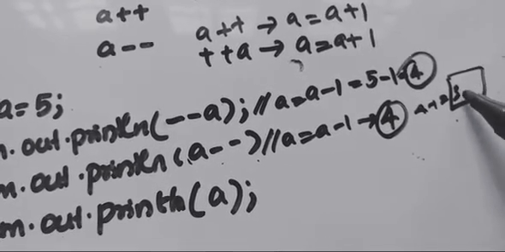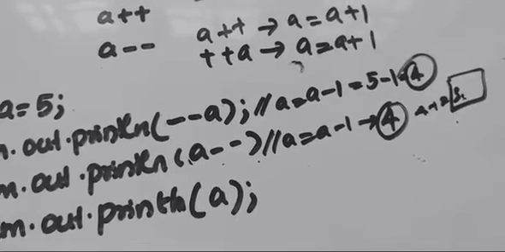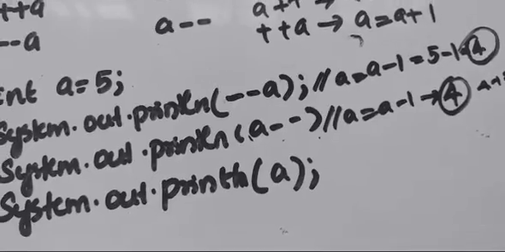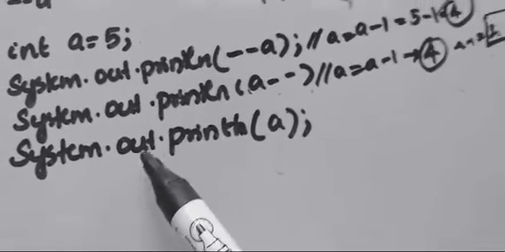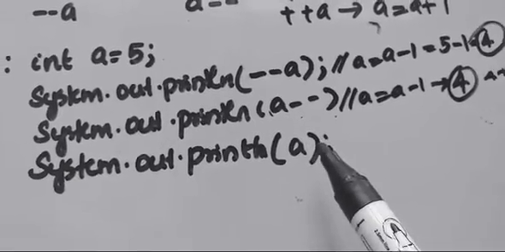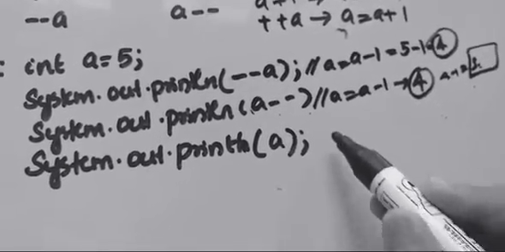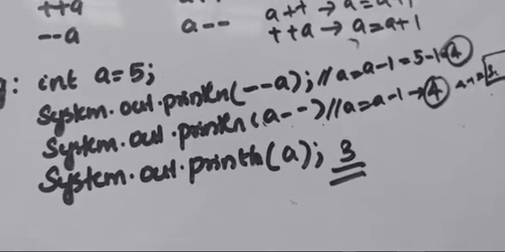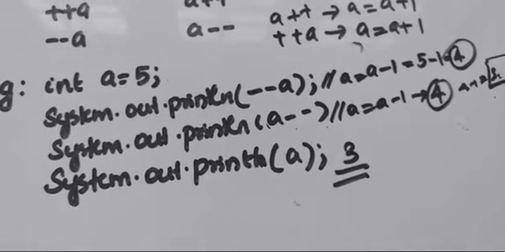So the new updated value will be 3. So after this statement, whenever we take the value of a, it will be 3. Okay. So System.out.println(a). So what is the new value of a? It is 3. Clear? So this is about the decrement operator. I hope this is clear for you.